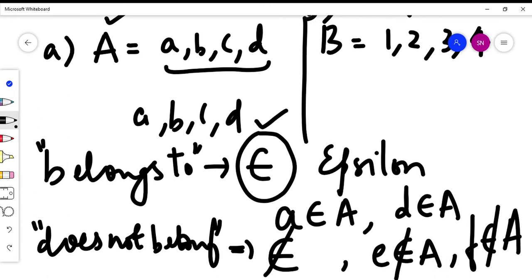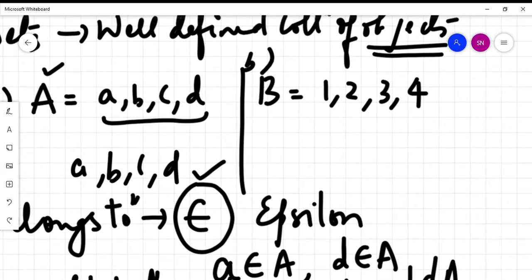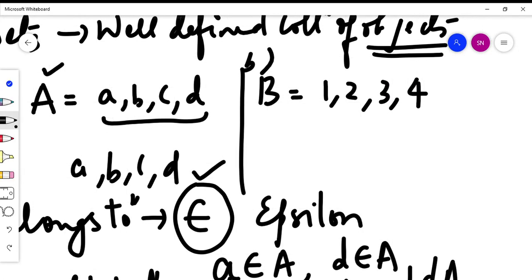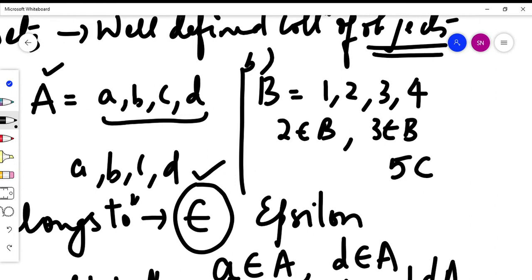So one more example which is there just beside is set B is equal to {1, 2, 3, 4}. So if I have to talk about elements which belong to this particular set, I can tell 2 belongs to set B, 3 belongs to set B, but there is no other element other than 1 to 4. So if I have to write 5, then 5 will not belong to this particular set. Hope this is clear. So these are very important basics when I talk about sets.